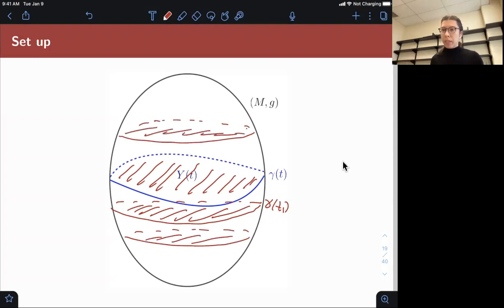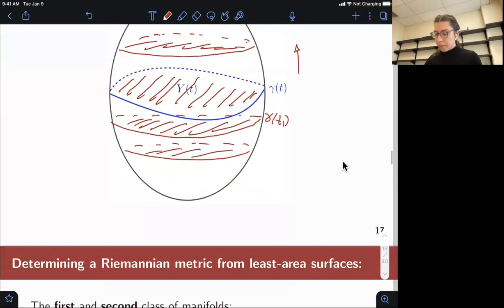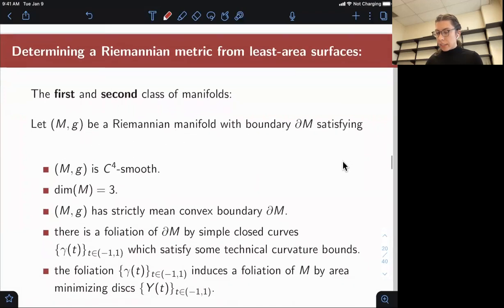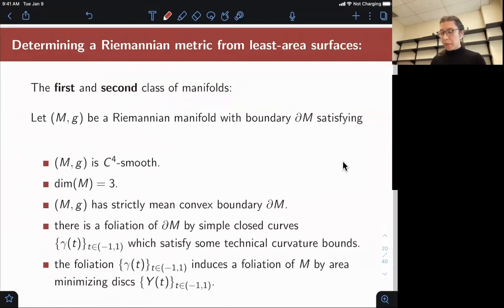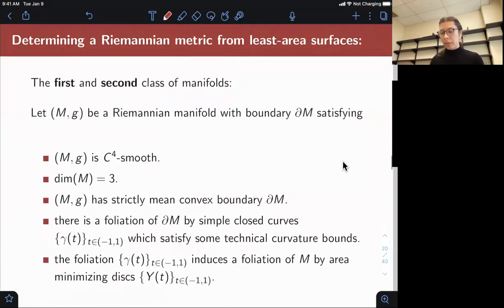With no gaps. So an entire foliation all the way through the manifold by these kind of slices of least area surfaces Y_t. So that's the initial setup. My manifold comes with this information and this structure.